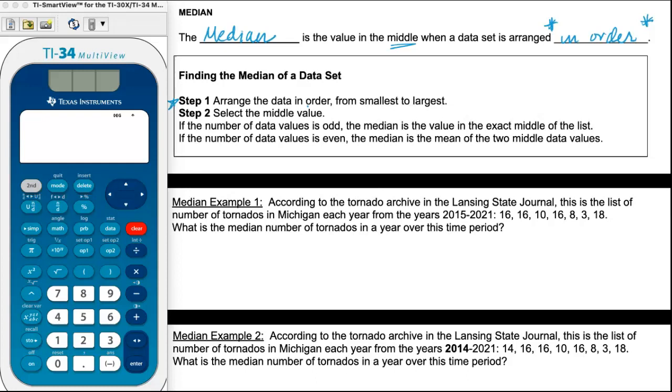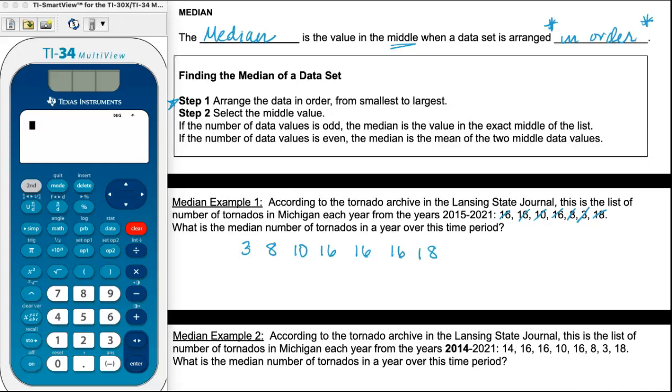So according to the Tornado Archive in the Lansing State Journal, this is a list of the number of tornadoes in Michigan each year from the years 2015 to 2021. We need to first list them in order. So I'm just going to put them in order and cross them off as I go so I don't forget any. So we have 3, 8, 10, 3 16s, so 16, 16, 16, and then we have 18. And I always double count, so 1, 2, 3, 4, 5, 6, 7, just to make sure I don't forget any.